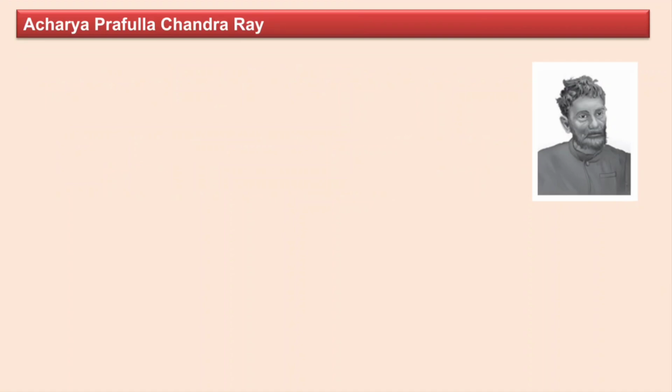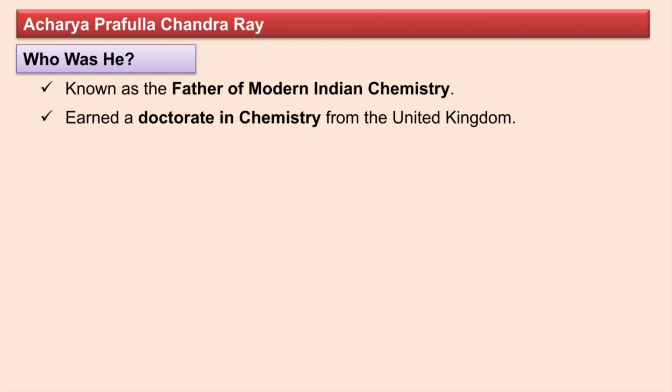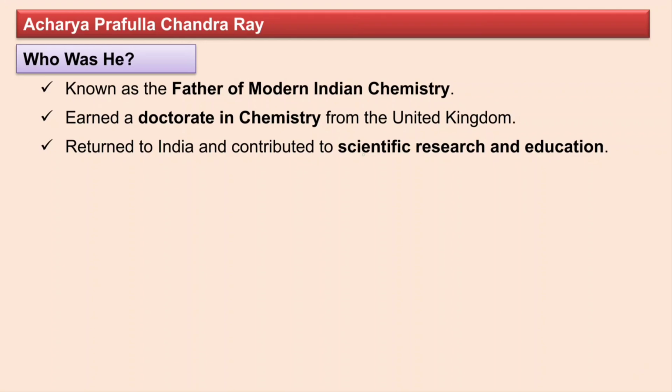So here we have a scientist that we should be learning about, okay, that is Acharya Prafulla Chandra. So this is his image, okay. What you need to know about him is, who was he? He is known as the father of modern Indian chemistry, isn't it? He earned a doctorate in chemistry from the United Kingdom. And after that, what happened? He came to India, isn't it? He returned to India and contributed to scientific research and education because he wanted to contribute, okay.